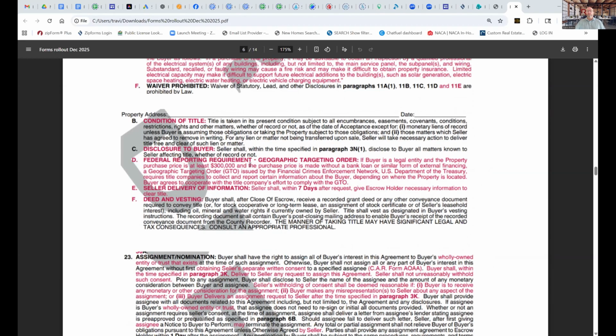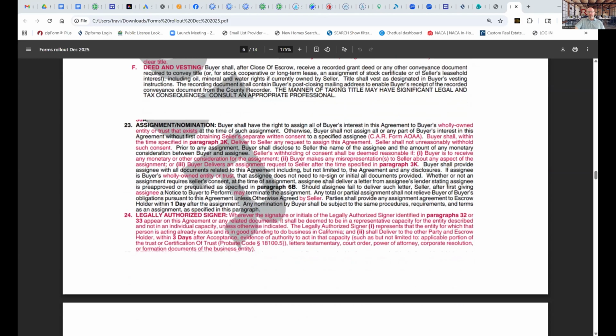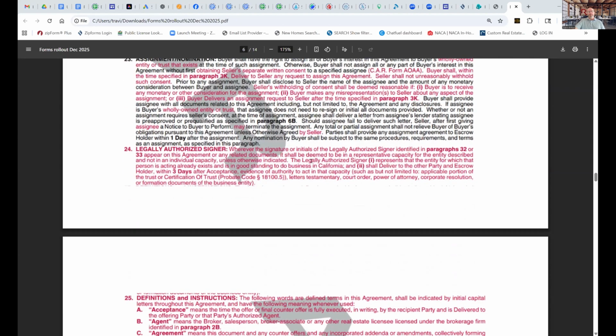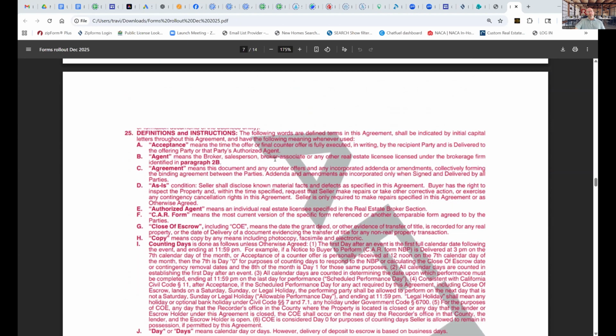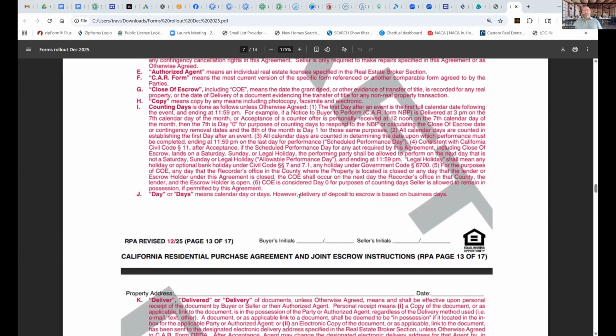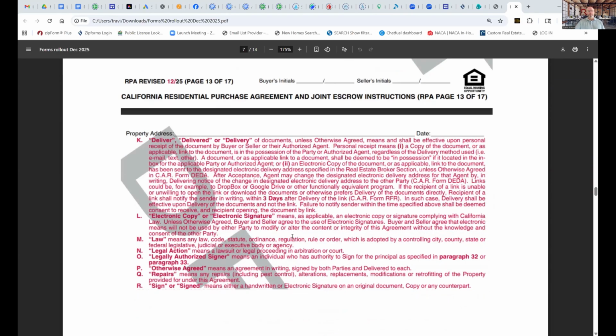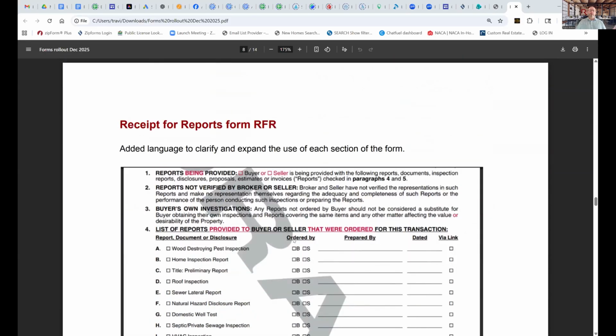This is the federal reporting requirement that got postponed. So they went ahead and added this in to the actual purchase agreement now. And I did do a webinar on this as well. I think it was in the law update if you want to rewatch that webinar. This is where they're talking about the assignments. They updated some legally authorized signer stuff. This is all rearranged here, nothing crazy as far as the definitions go. So that's the RPA. So nothing crazy.